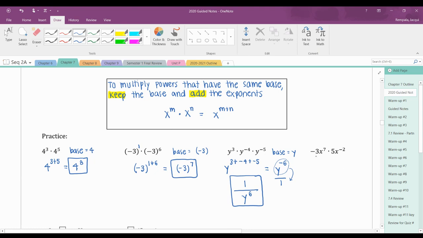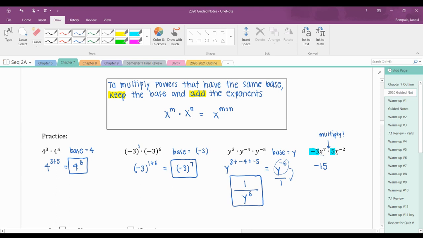In this next example, we have negative 3x to the 7th power times 5x to the negative 2nd power. Notice that this is all multiplication. But in this problem, there are a few just numbers. They don't have exponents with those numbers. The whole point, though, is that this is a multiplication problem. We are multiplying here. So if I have two numbers like that, we actually get to multiply those numbers. So negative 3 times 5 is going to give me negative 15.